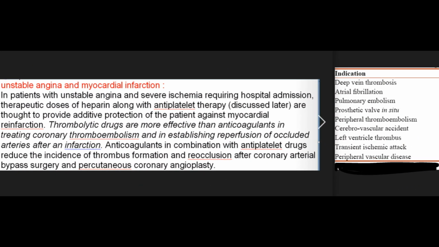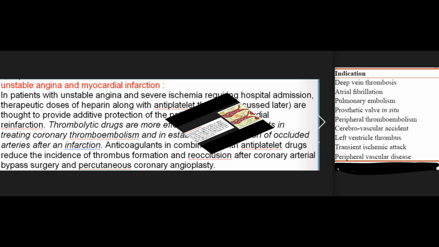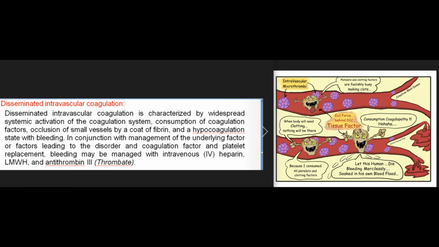Unstable angina and myocardial infarction. In patients with unstable angina and severe ischemia requiring hospital admission, therapeutic doses of heparin along with antiplatelet therapy, discussed later, are thought to provide additive protection of the patient against myocardial reinfarction. Thrombolytic drugs are more effective than anticoagulants in treating coronary thromboembolism and in establishing reperfusion of occluded arteries after an infarction. Anticoagulants in combination with antiplatelet drugs reduce the incidence of thrombus formation and reocclusion after coronary arterial bypass surgery and percutaneous coronary angioplasty.